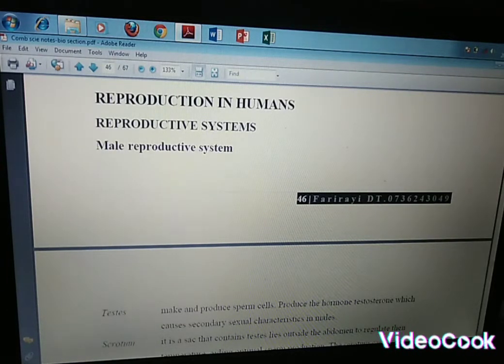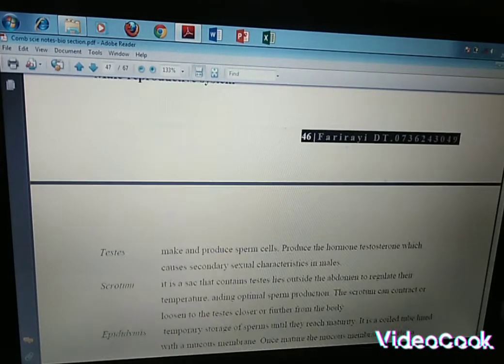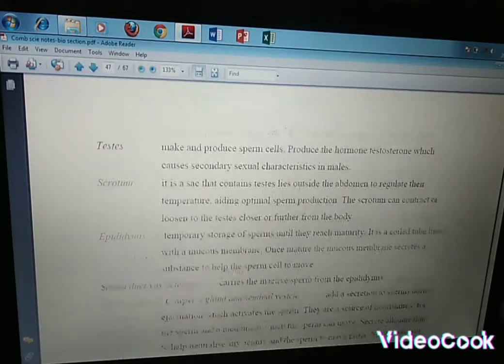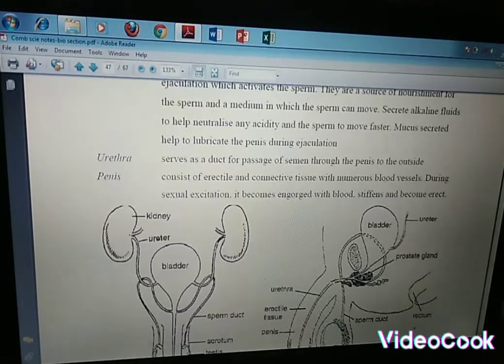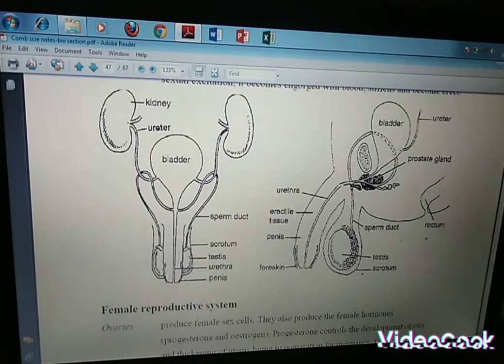Today we are looking at the reproductive systems. We'll start off with the one for a male. I need my diagram. Okay, we'll start off with the male reproductive system. We have got the front view and the side view. We should be able to label them.